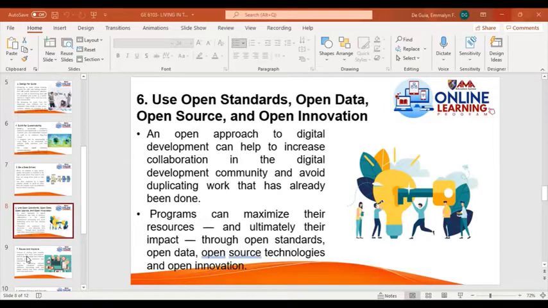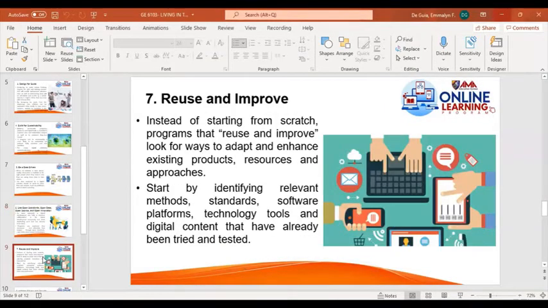The next principle would be reuse and improve. Instead of starting from scratch, programs that reuse and improve look for ways to adapt and enhance existing products, resources, and approaches. It is better to reuse and improve the existing one, because that existing tool has already received feedback. And from that feedback and ideas, we can innovate it and create a more productive tool.